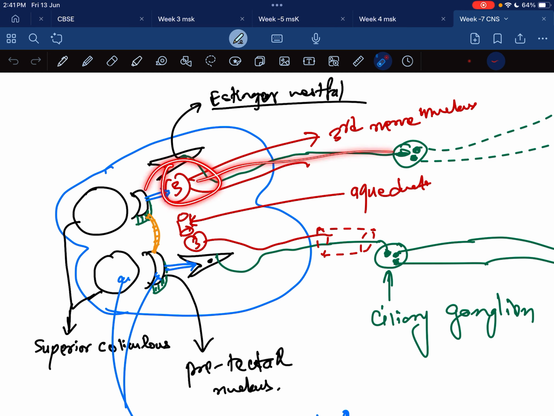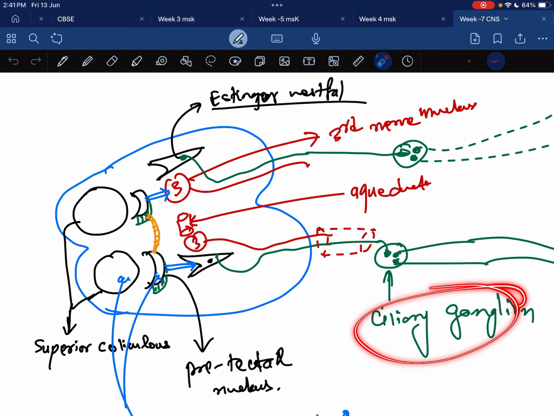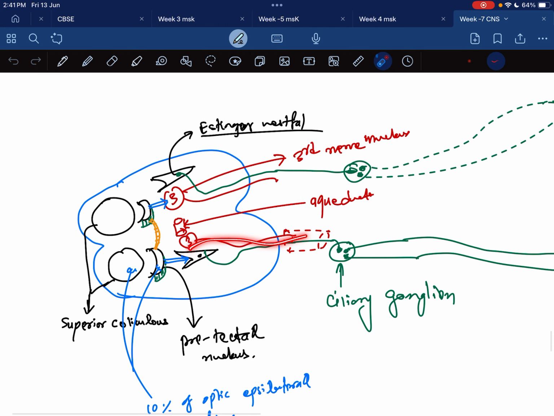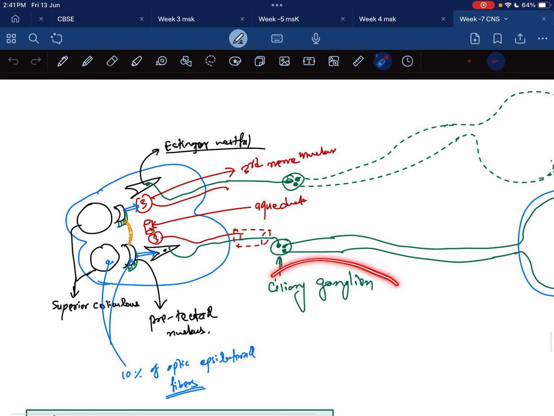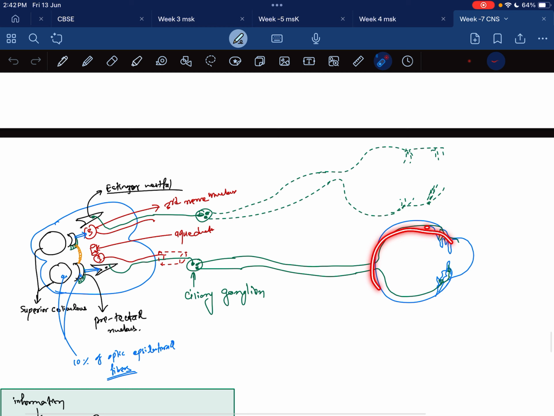The third nerve, the oculomotor nerve, forms the ciliary ganglion. This ciliary ganglion has fibers from the Edinger-Westphal nucleus and also from the third nerve. This ganglion goes inside the eye and supplies the internal eye muscles, like the ciliary muscle and the iris muscle. These muscles are supplied by the ciliary ganglion.